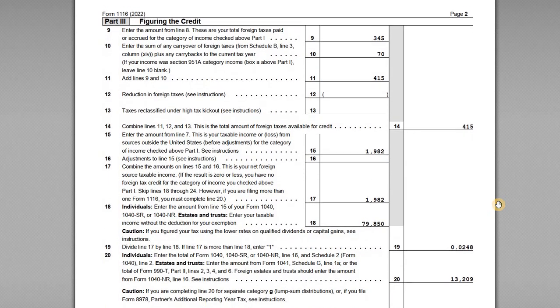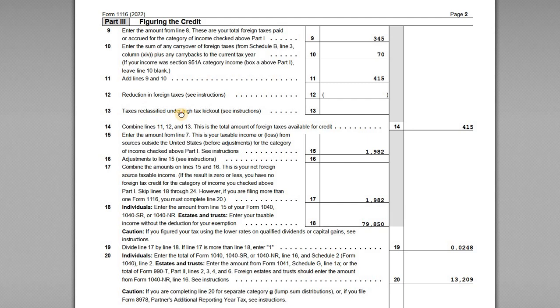Now, going into part 3. The carryover worksheet that we did at the start of the video, the $70, that amount flows through here to line 10. So we've got line 10, $70, and then line 345 pulls from page 1. So the total amount of taxes that we have available for the credit here are going to be $415.